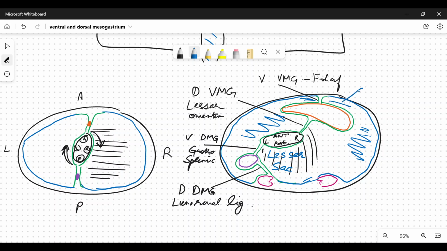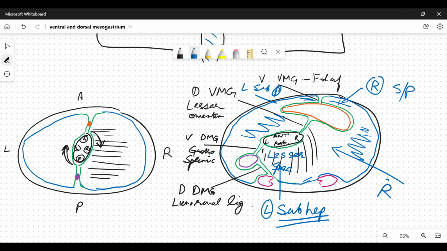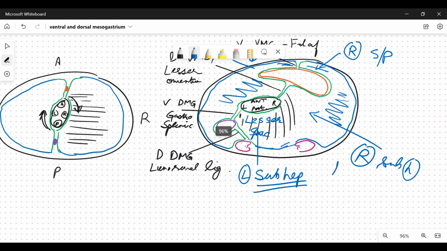This will eventually be called the right subphrenic space. This is the left subphrenic space, right? This is your left subhepatic space, and this forms your lesser sac, whereas this, the right subhepatic space, forms something called the hepatorenal pouch. Why hepatorenal pouch? You can see it lies between the posterior-inferior aspect of the liver and the right kidney.